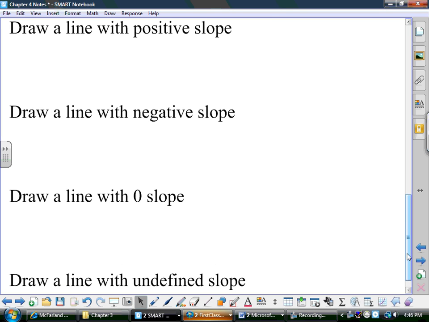Pause the video and see if you can draw a picture of these 4 situations. Draw a line with a positive slope, draw a different line that has a negative slope, draw a line with 0 slope, and draw a 4th line that has an undefined slope. Pause the video and try that on your own, and then we'll compare answers.